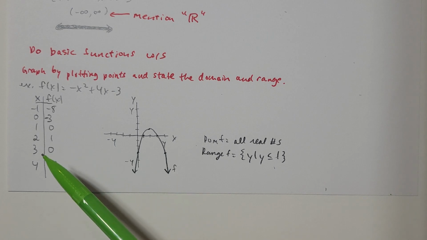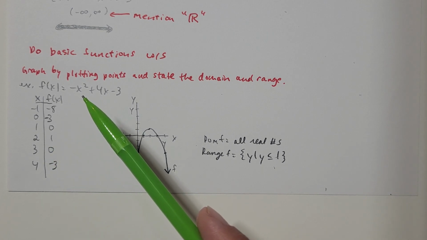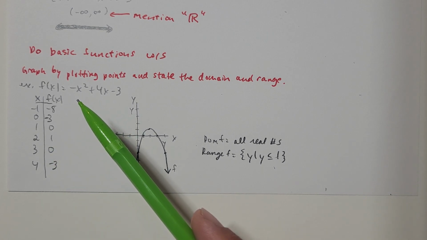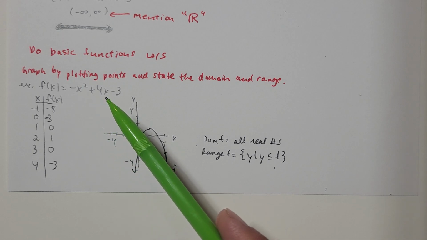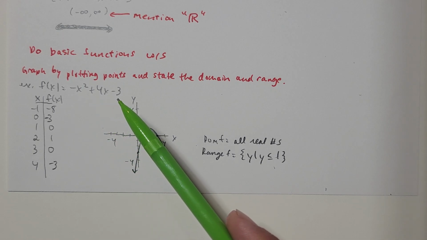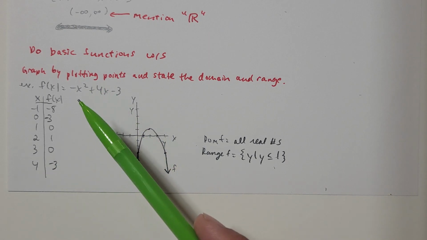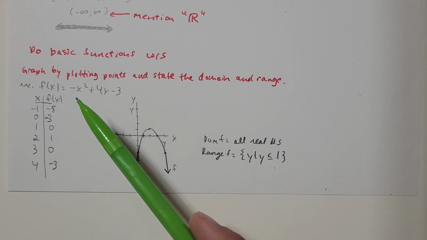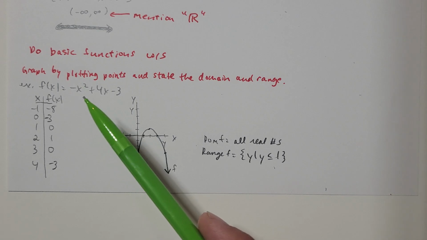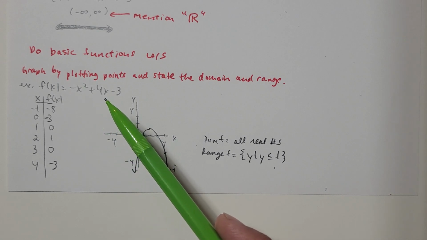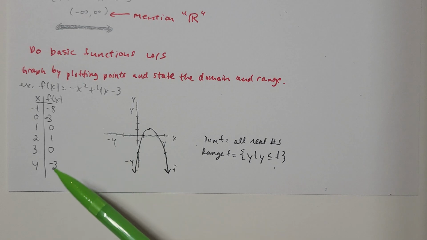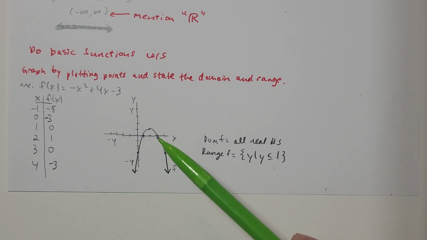If x is 3, 3 squared is 9. It'd be a negative 9, though, for us. Plus 12 is 3. Minus 3 is 0. So 3, 0, that point would be on the graph. And then if x is 4, 4 squared is 16. It'd be a negative 16 leading off, though. Plus 16 is 0. Minus 3 is negative 3. So 4, negative 3 would be on the graph.